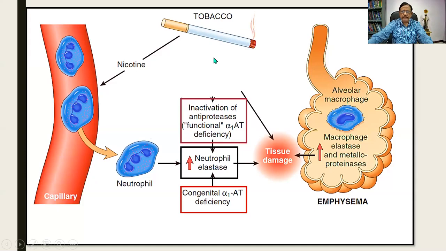A beautiful diagram taken from Robbins and other texts also will be showing. I have simplified it for the sake of the students. The tobacco smoke contains nicotine, etc. It leads to vasodilatation and the release of neutrophil. The neutrophil releases an enzyme called neutrophil elastase. And elastase means it is a substance that digests the elastic tissue. So it leads to tissue damage. So the ultimate pathology is the red color here, the tissue damage.